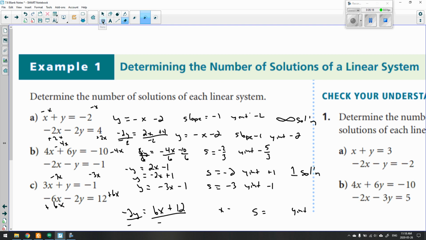All right. So divide by -2. So 6 divided by -2 is -3. -3x minus 6. So slope is -3. Y-intercept is -6. So the slopes are the same. Y-intercepts are different. So we're going to have parallel lines, no solution. There's going to be no point at which those two lines intersect.